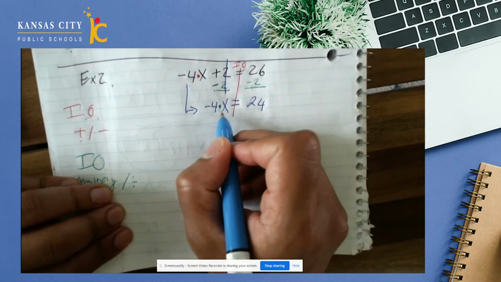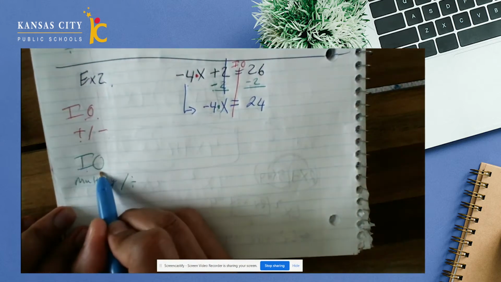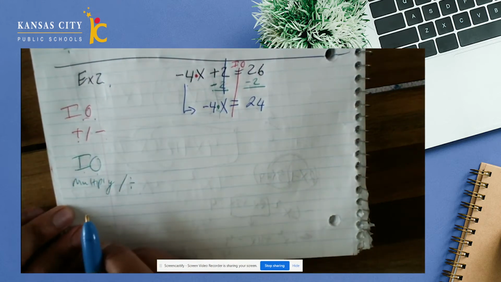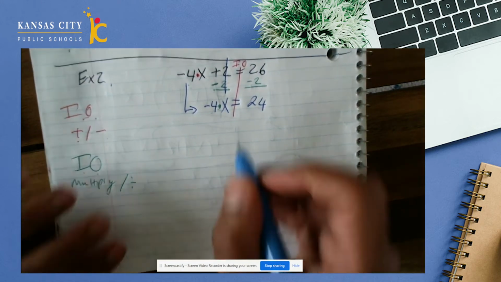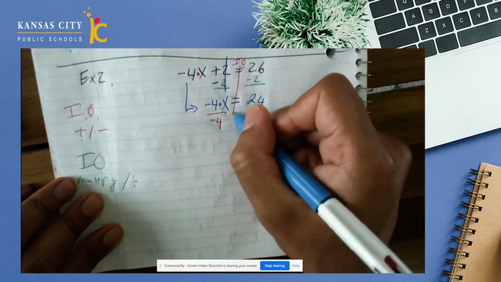This negative 4 is multiplying the x. So how do we get rid of it? We use inverse operations, opposite operations. We're doing the opposite of multiplication, so we divide. Again, we're going to show our work like a fraction.